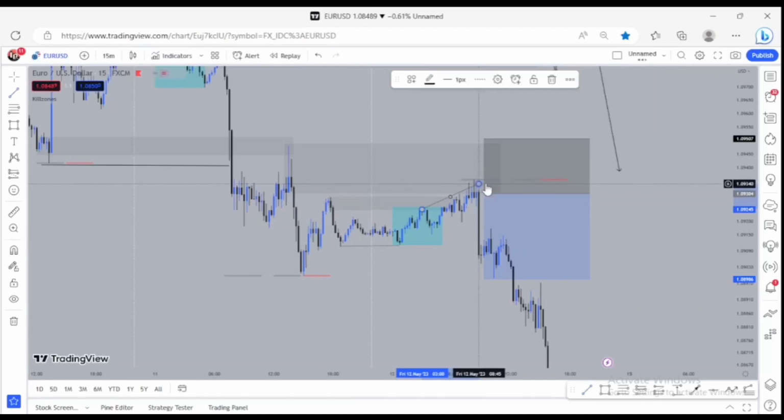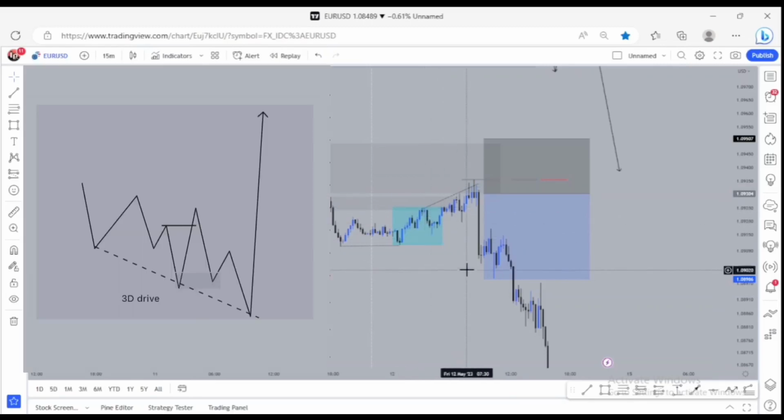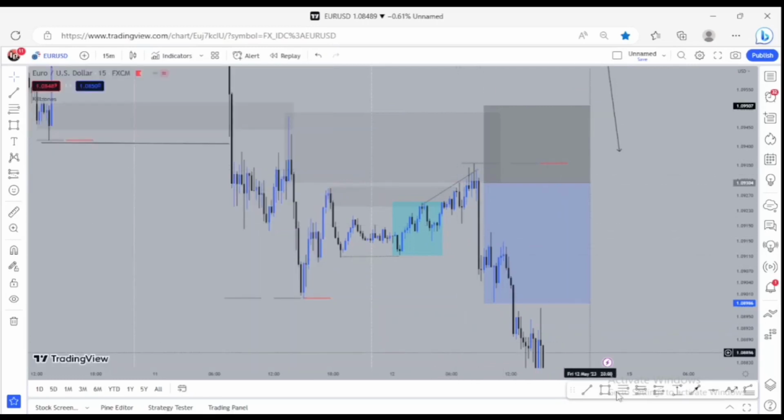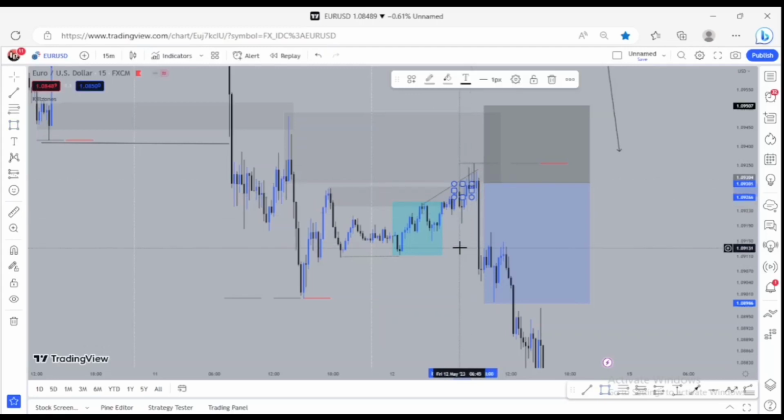3D drive is a very interesting pattern that everybody needs to learn. 3D drive is a kind of inducement pattern where markets give you 3 consecutive touches: first touch, second touch, and third touch. Before we trade those 3D drives, I have a way that I trade my own 3D drive. I want to make sure that the market also gives me a fake signal in the second touch, a kind of fake signal, a 15 minutes confirmation choke.